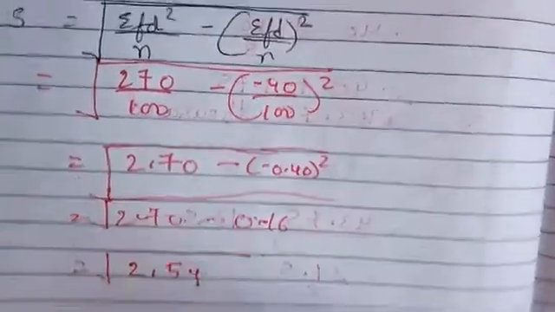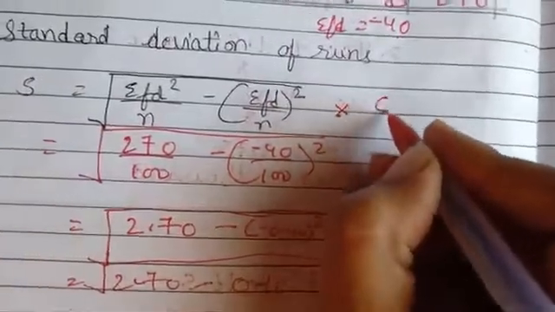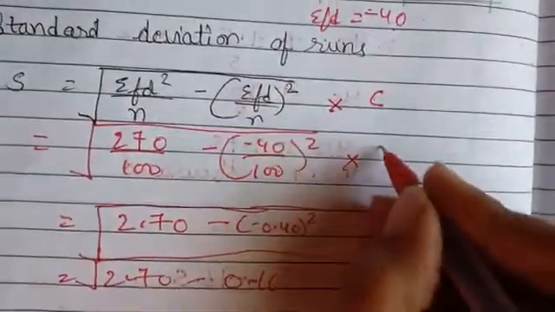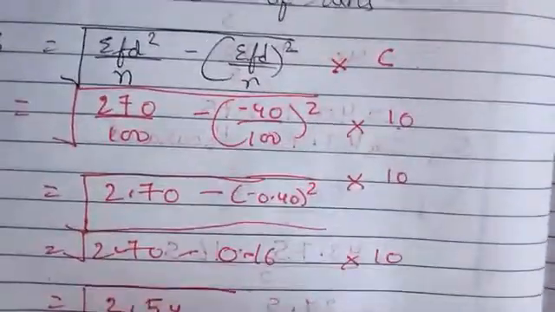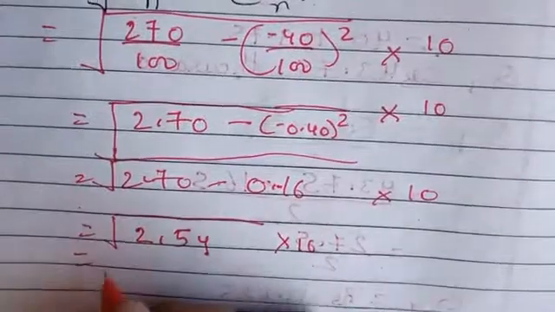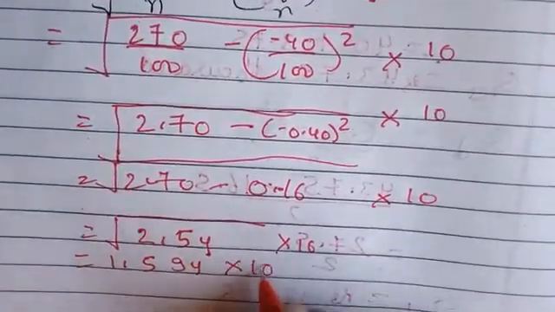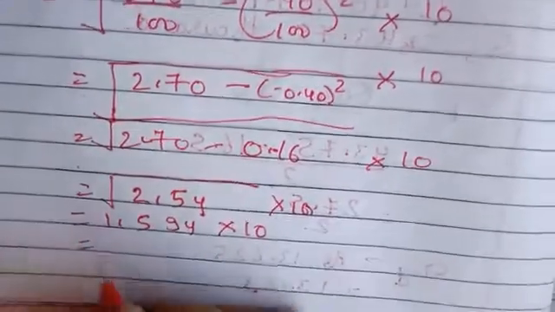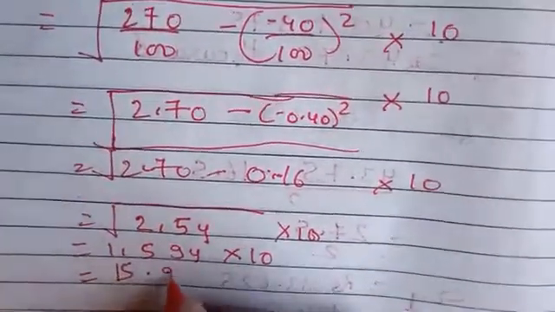So 2.70 minus 0.16 will give us 2.54. Now here, as it is a continuous frequency distribution, everywhere you have to multiply with C. C is 10. At last we multiply when our whole calculation is done. So we find the square root of 2.54, that is 1.594, multiplied by 10. That is equal to 15.94 runs.